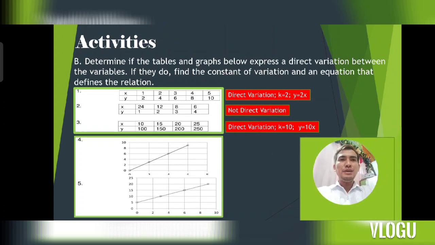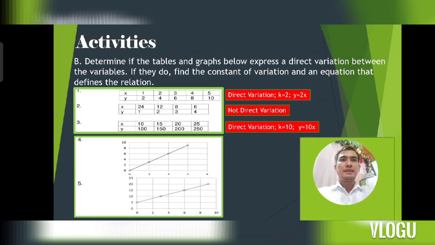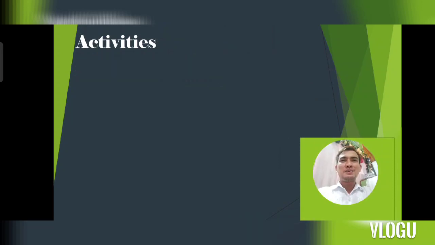Alright, so let's check. The answer is direct variation, where our constant of variation is 3 over 2 and the equation is y is equal to 3 over 2 times x. Okay, number 5, you would have not direct variation. Is that clear now? Okay, so let's now proceed with activity letter C.